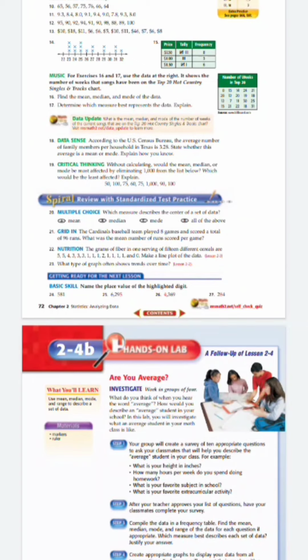Step 1. Your group will create a survey of 10 appropriate questions to ask your classmates that will help you describe the average student in your class. For example, what is your height in inches? How many hours per week do you spend doing homework? What is your favorite subject in school? What is your favorite extracurricular activity?